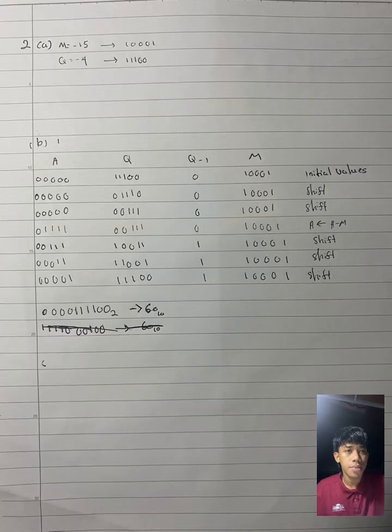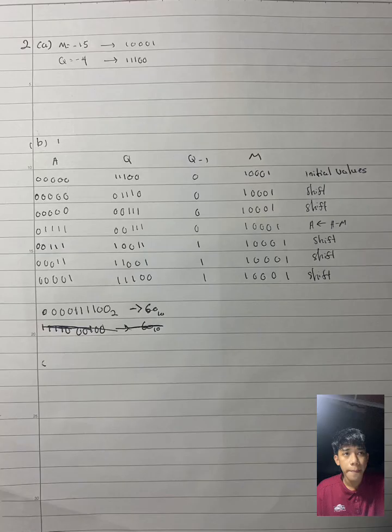For question 2, it asks me to multiply x equals 15 by y equals -4 using a 5-bit word and Booth's algorithm. So part A, 5-bit representation. First I convert both values to 5-bit two's complement.